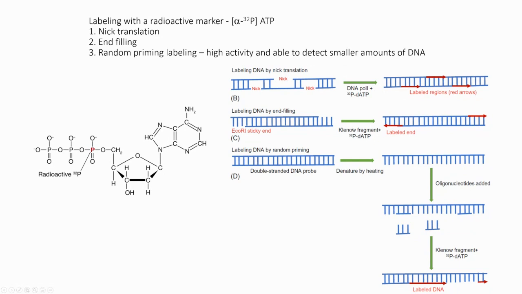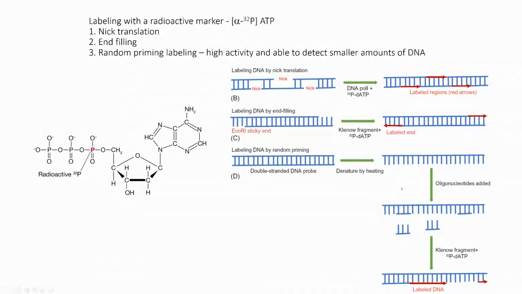Another one is the Klenow. Klenow is basically a fill-in of the gap, so we call it end filling, because you have an EcoRI sticky end. Then you have the P32 dATP with the Klenow. Then you can fill in this nucleotide at the end, and then it's labeled.